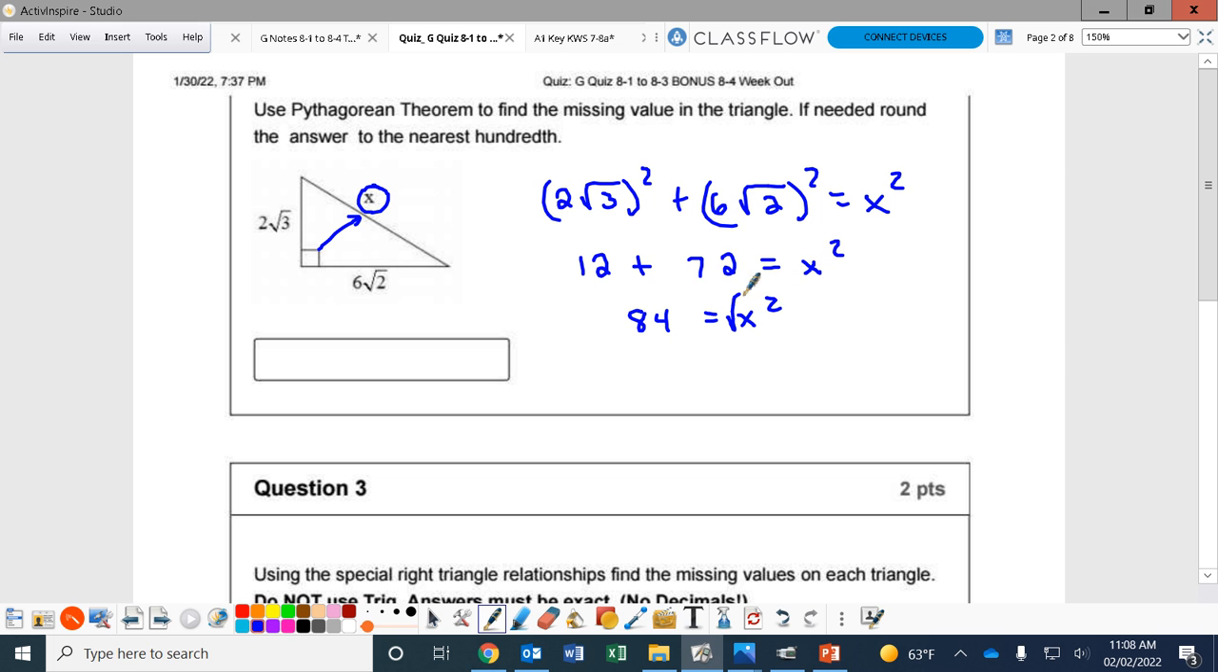You would take the square root, and you have to look at the directions to decide what form you're leaving it in. Since this one says to round to the nearest hundredth, then you need to make sure that you have 2 decimal places. What's that give you? 9.17 is x.